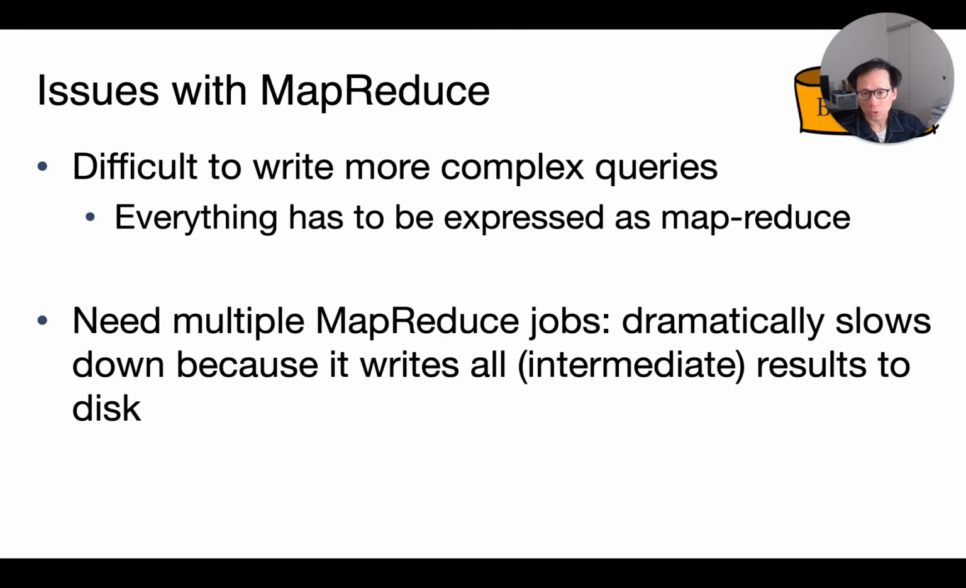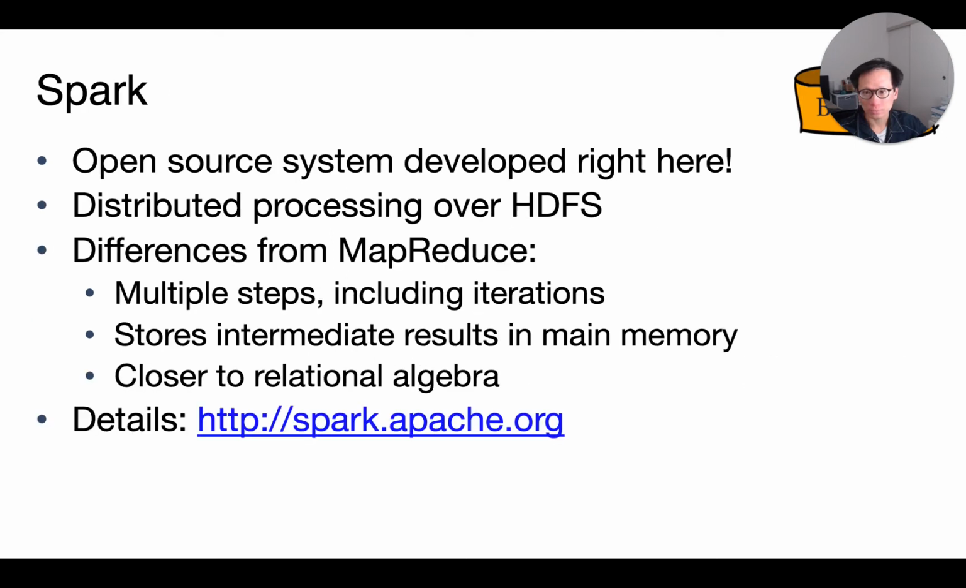And also, because it writes all intermediates to the disk for fault tolerance, running MapReduce jobs can take a long time due to waiting for the writes to finish. Spark was developed right here in Berkeley with goals to address these issues. Unlike MapReduce, it is also a programming model over the Hadoop file system.